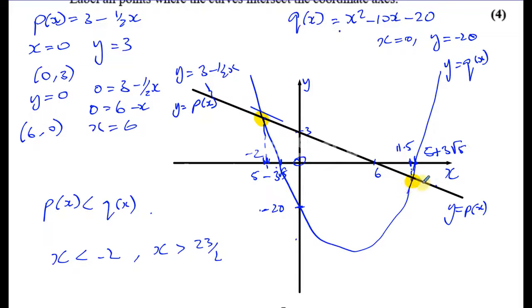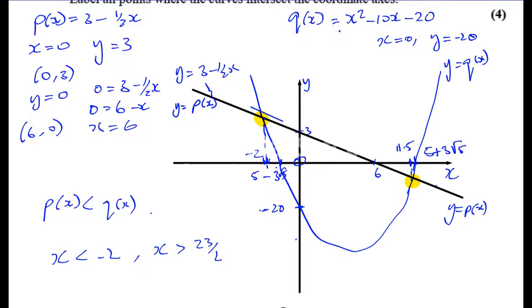And also when x is more than 11.5, more than 23 over 2, the same thing applies. When it's more than 23 over 2, this line is going to continue going down, this is going to continue going up. So p of x will always be below q of x when x is more than 11.5. At 11.5 itself, they will be equal, so that won't be the case. So p of x is less than q of x when x is less than minus 2 and when x is greater than 23 over 2.